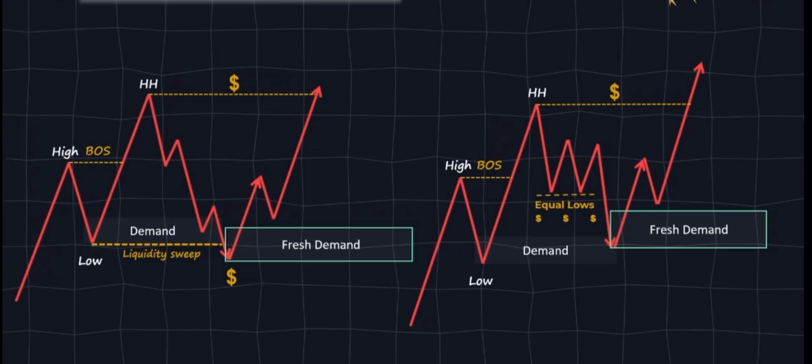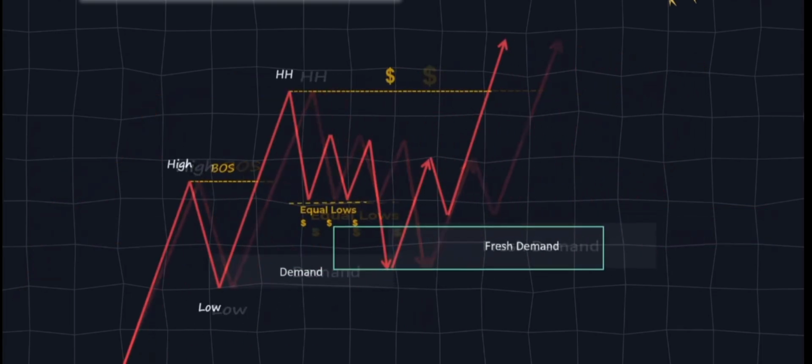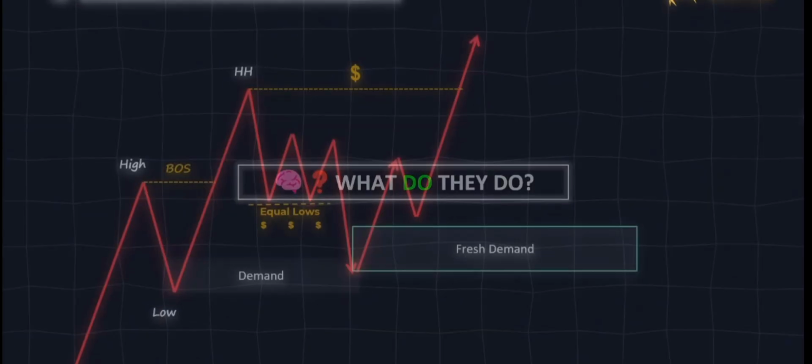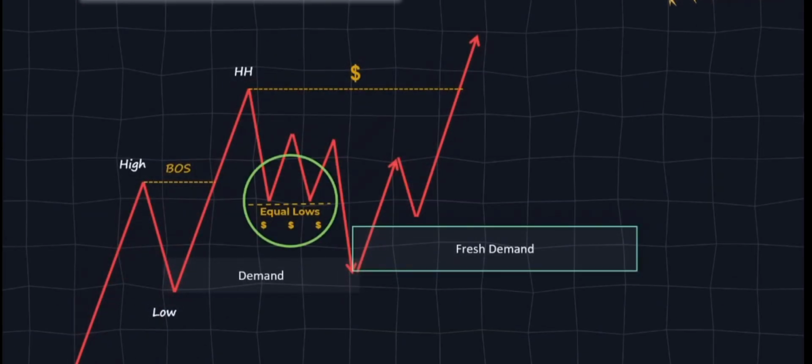They need opposing liquidity to get filled without heavy slippage. If they want to buy, they need a pool of sell orders. And if they want to sell, they need buyers lined up. Let's say they want to go long, they need sellers. So what do they do? Here, the market sweeps sell-side liquidity right below these equal lows.